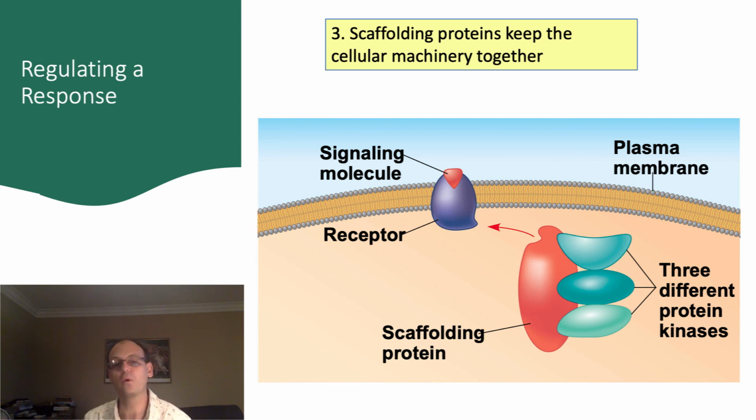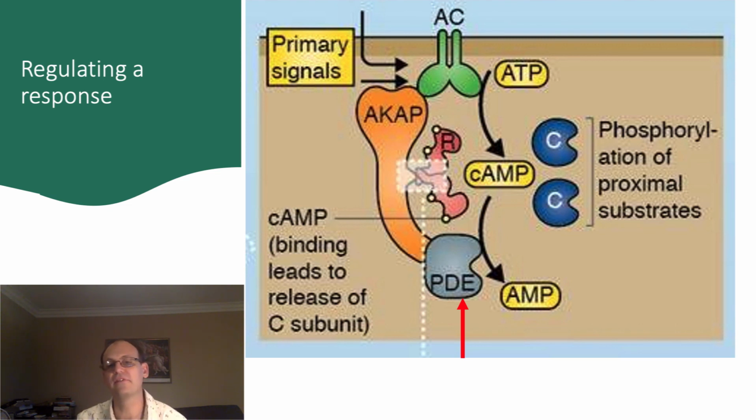Scaffolding proteins hold together different components of our pathway so that when a ligand is encountered, it can complete many parts of the signal transduction pathway. Additionally, the scaffolding protein ensures that all attached molecules are in the correct place. Another example of a scaffolding protein is this molecule called AKAP. This is a large complex of about 20 polypeptides and holds together the G protein, the enzyme adenylyl cyclase, the cyclic AMP, and even the molecule that recycles the cyclic AMP into AMP.